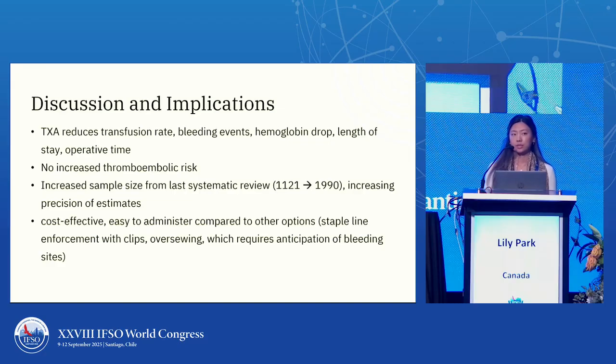So our study demonstrated that TXA reduces transfusion rates, bleeding events, hemoglobin drop, length of stay, and operative time without increased thromboembolic risk. This was largely consistent with the previous systematic review, but with our increased sample size, it helped to increase the precision of estimates and enabled significant associations to emerge, such as a reduction in transfusion risk, which wasn't seen in the previous review.